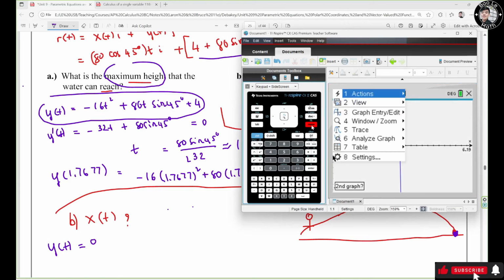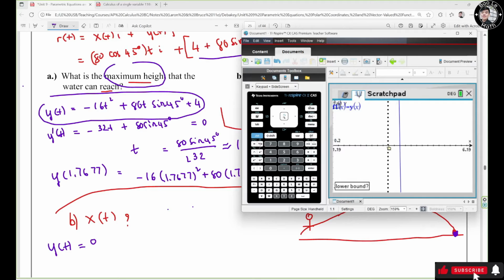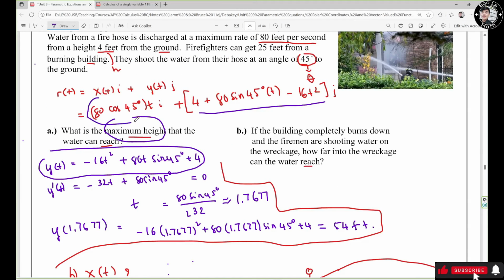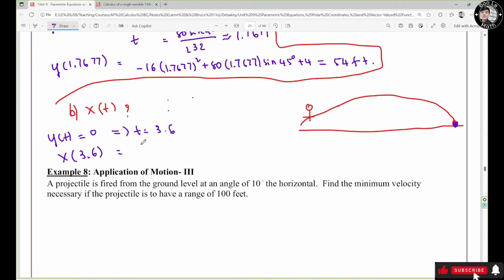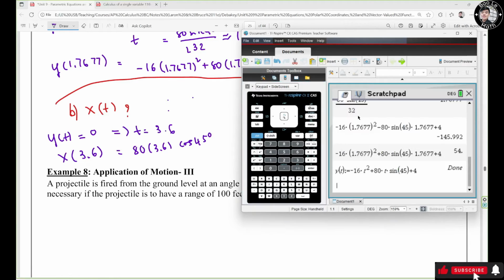So we're going to focus on the t value right here. You're going to press menu, analyze graph, find the 0. Move your cursor to the left, move your cursor to the right. The answer is 3.6 right here. Now you need to solve for s of 3.6. The function s of t is right here, so you have 80 cosine 45 times 3.6, so 80 times 3.6 times cosine of 45 degrees. So now I'm going to go to the home screen, press calculate.